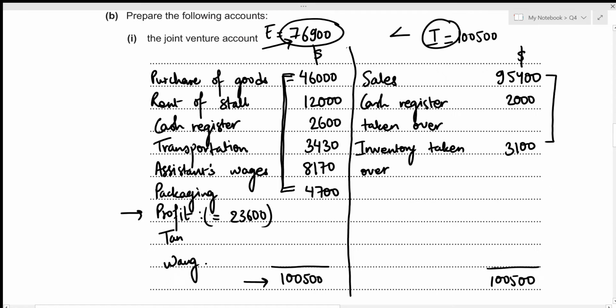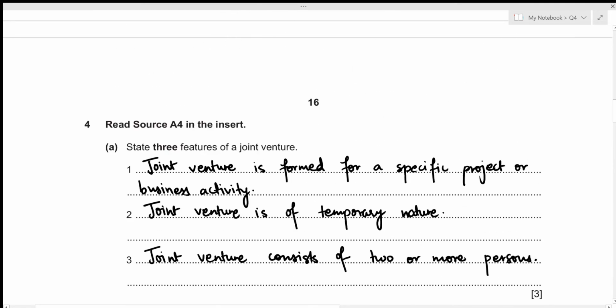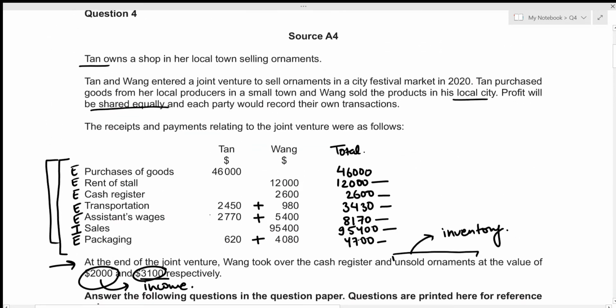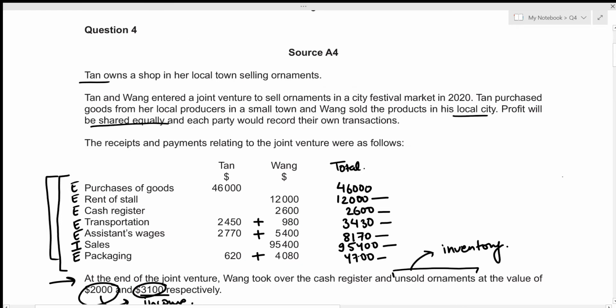All right, now let's have a look at the above information regarding our division of profit. So what we know is that the profit will be shared equally. Just now we figured out that there was a profit of 23,600 in our joint venture. Now while dividing this profit among Tan and Wang, we just need to divide it equally. Let's do that.